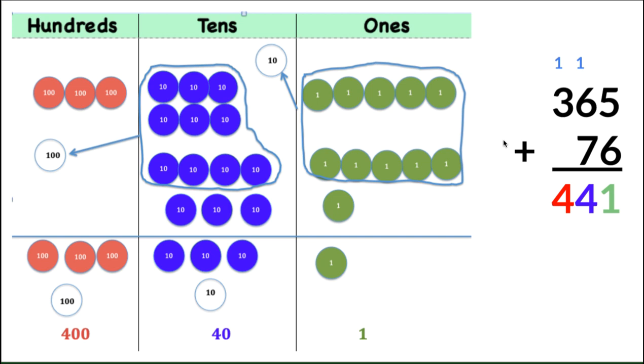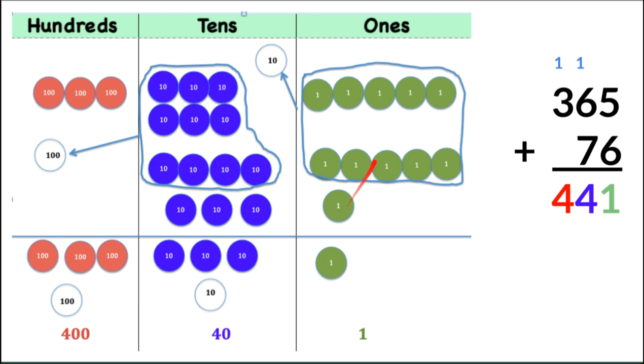So for our next problem, we're going to be adding 365 and 76. So here I have the 300, the 6 tens, and the 5 units for the 365. And I have the 7, count them, 7 plus 6 for the 76. And we're going to combine starting with the units.